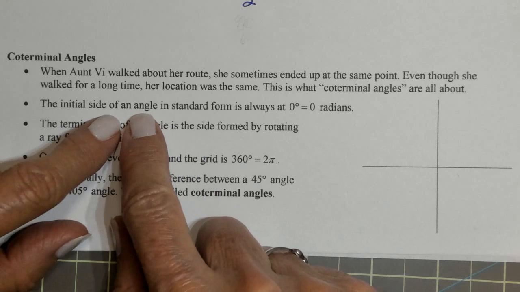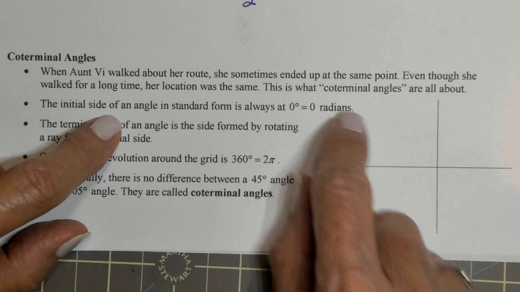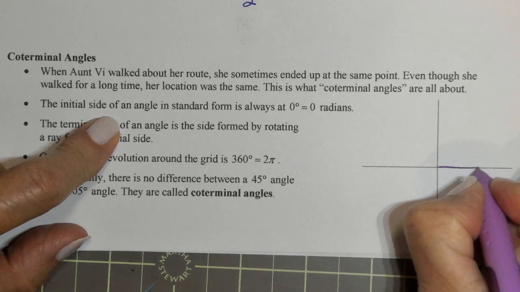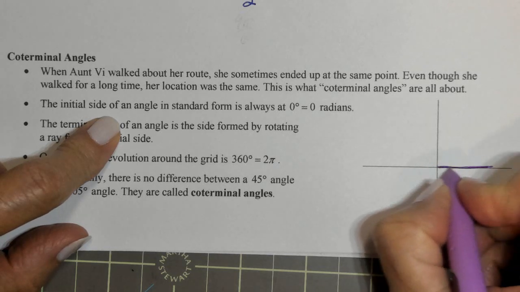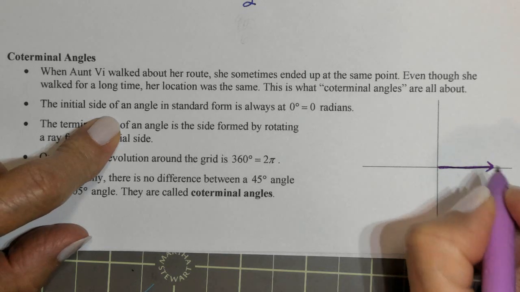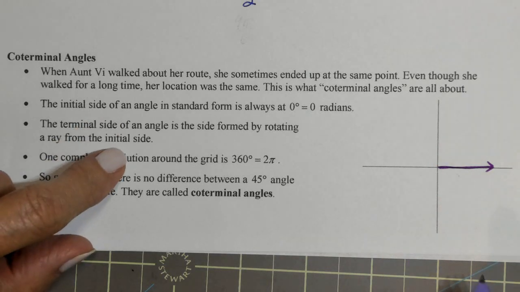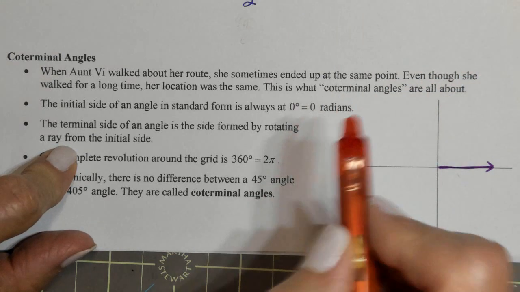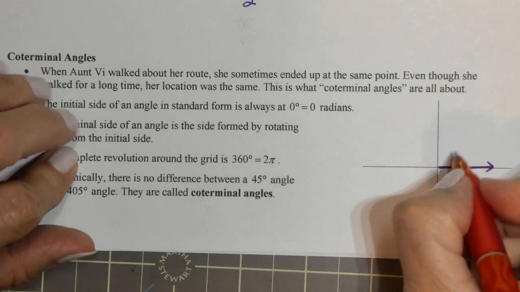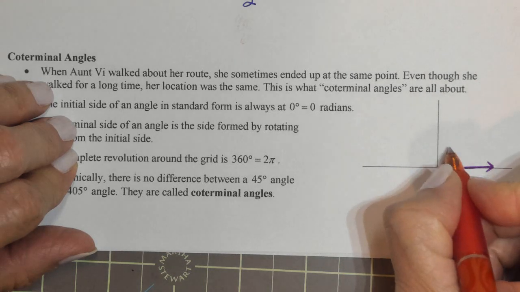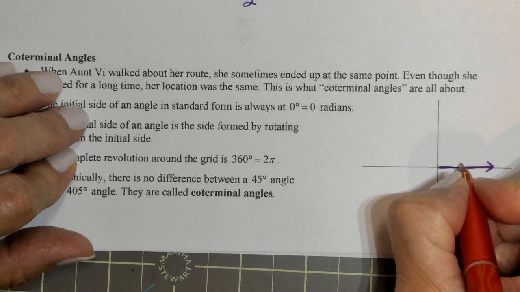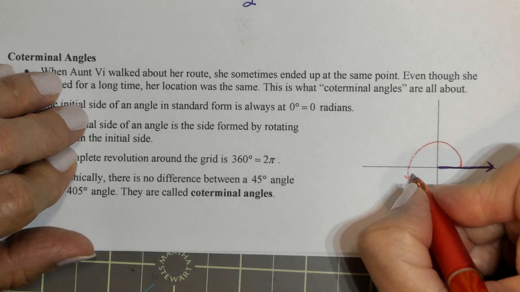So the initial side of an angle in standard form is always at 0 radians. So that's our starting point, our starting side every time, okay? The terminal side of the angle is formed by rotating a ray from that initial side. So if my angle is positive, then I go counterclockwise. So if I wanted to go to 7 pi over 6, I would start here and go around and stop there.